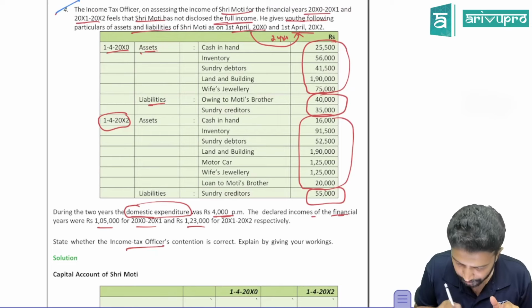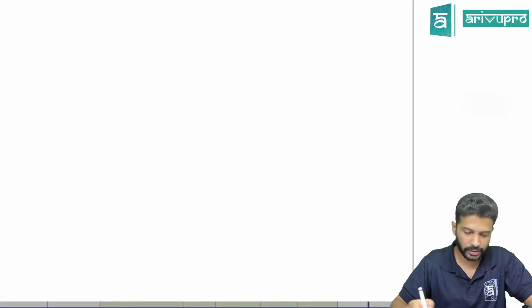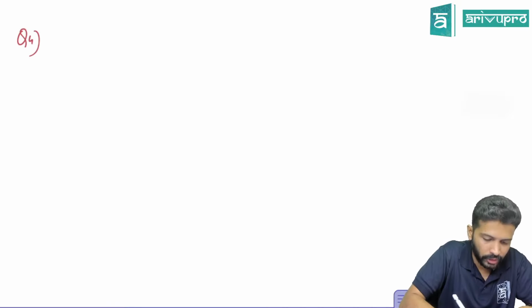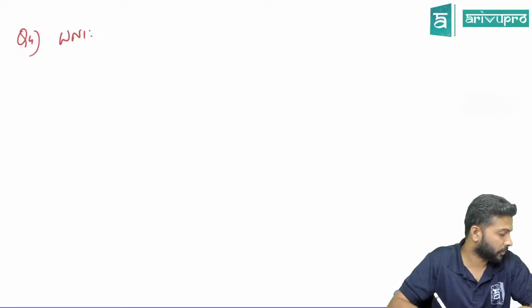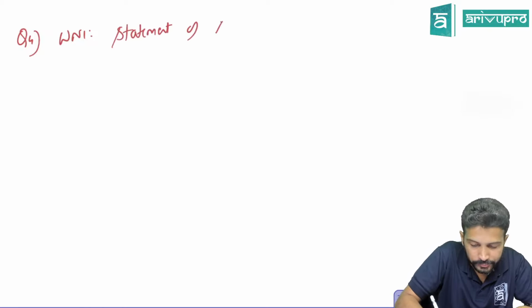State whether income tax officer's contention, his opinion is right or not. Explain by giving your workings. Okay, we'll do that. Question number 4. So we'll prepare one working note. What is that? We'll prepare statement of affairs first.